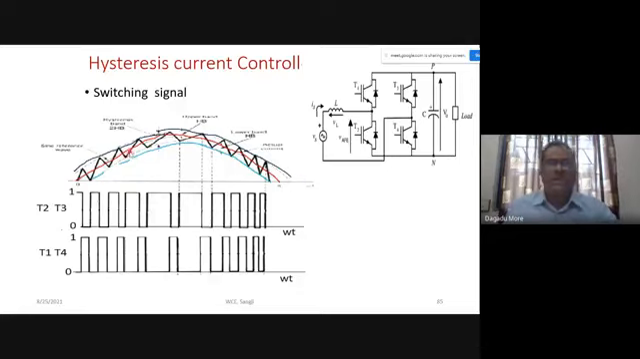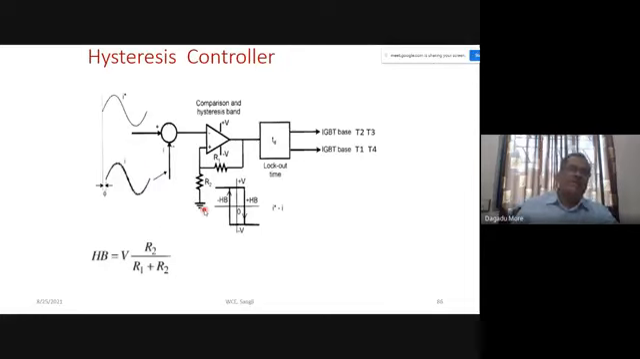So we can obtain a sinusoidal current in phase with the voltage. If you want hysteresis control with an operational amplifier, then we have to use the op-amp in a Schmitt trigger configuration. We get a reference and feedback, both currents, and it is given to the inverting terminal. We have two resistances connected to the non-inverting terminal and the output.